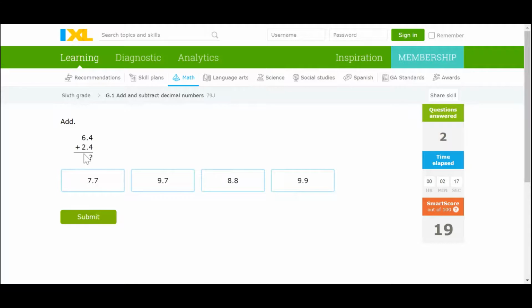So now we add again. 4 plus 4 equals 8. Okay. And then bring down the decimal. 6 plus 2 also equals 8. So this should be your answer.